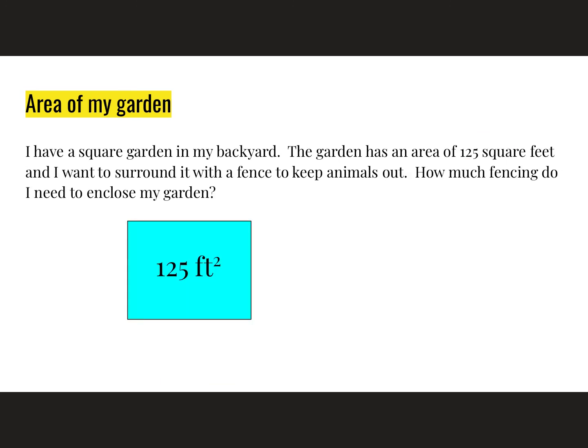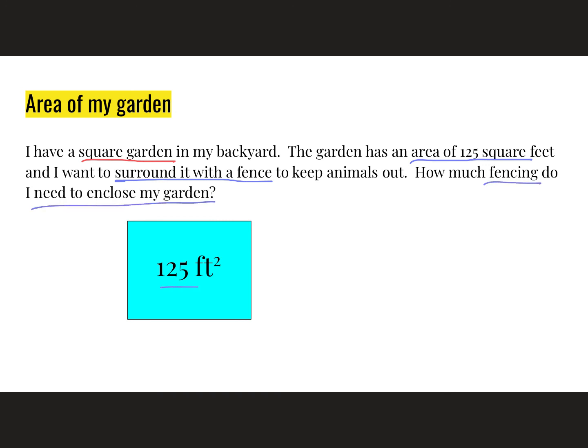So now I have a square garden. Remember, we keep telling you it's very important that we know that it is square and not rectangular. The garden has an area of 125 square feet. I want to surround it with a fence to keep animals out. How much fencing do I need?